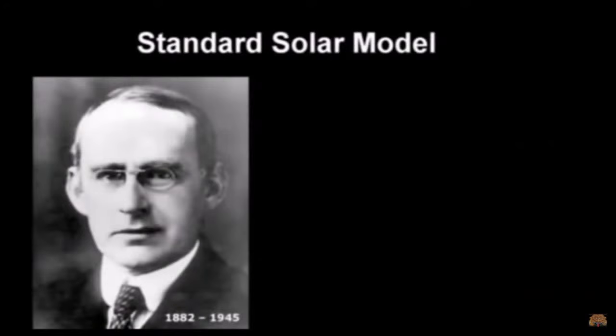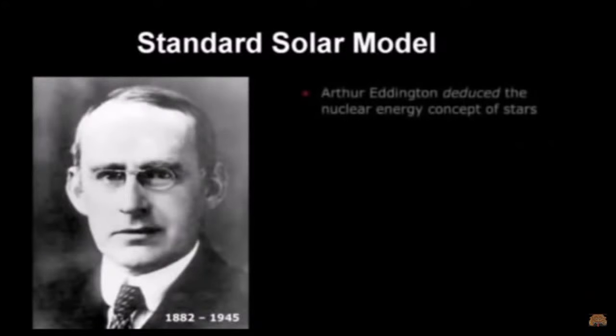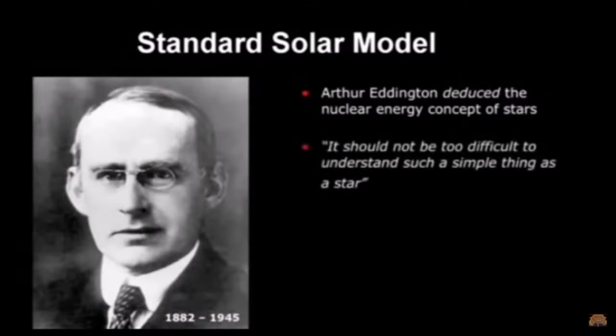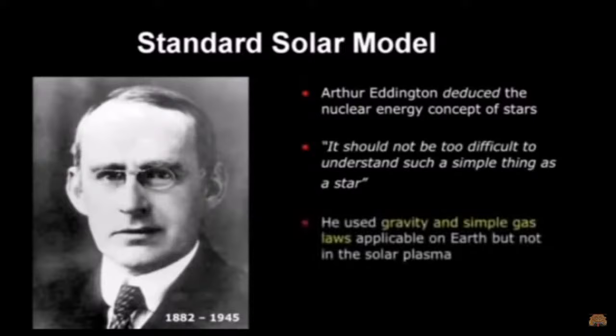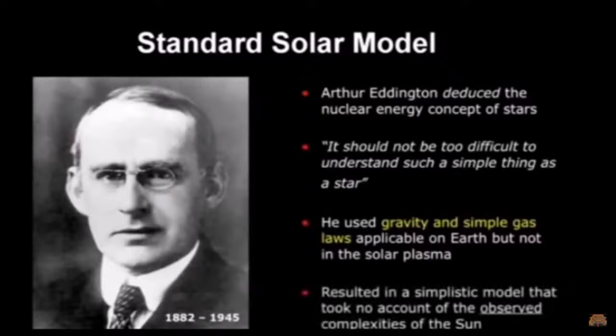The standard solar model, this is the culprit. Arthur Eddington deduced the nuclear energy concept of stars. He based it on a number of premises, all of which were false, and yet he had the temerity to say it should not be too difficult to understand such a simple thing as a star. He used gravity and simple gas laws applicable on Earth but not in the solar plasma, which resulted in a simplistic model that took no account of the observed complexities of the Sun.